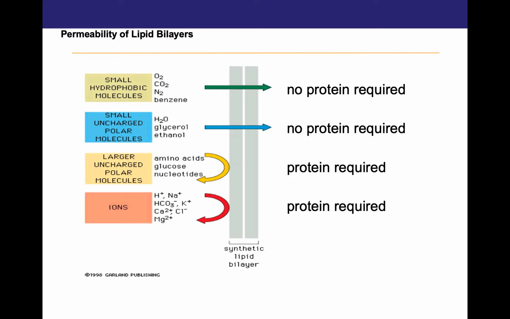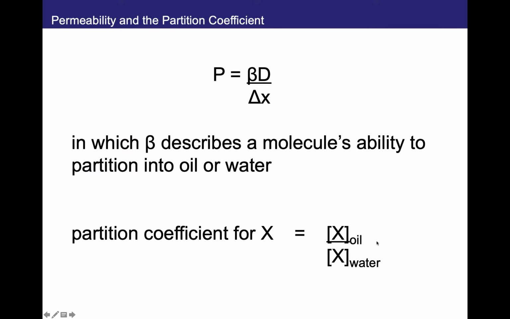Other molecules, like large uncharged polar molecules or ions, because these are charged, you can see they don't adhere to passive diffusion. Okay, they're repelled here, and that's why they're not included. Proteins are required, so we're going to talk about those when we talk about facilitated diffusion. So let's expand on our knowledge.